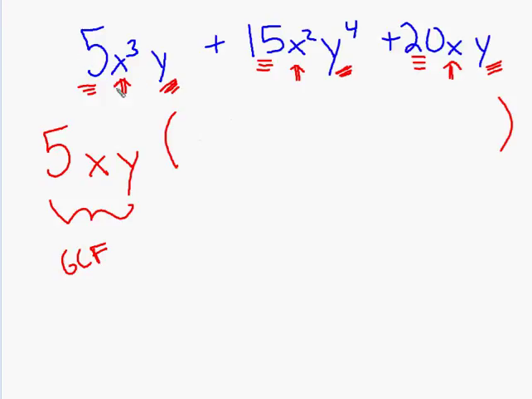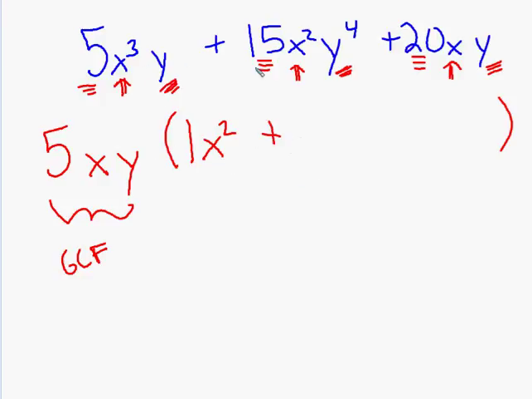So what's 5 divided by 5? 1. Okay. And then what's x cubed divided by x? Well, how many x's did I take out? 1, which leaves how many left? 2. So that's x squared. And then I took away one of the y's. That leaves how many y's? None. There are no y's left.